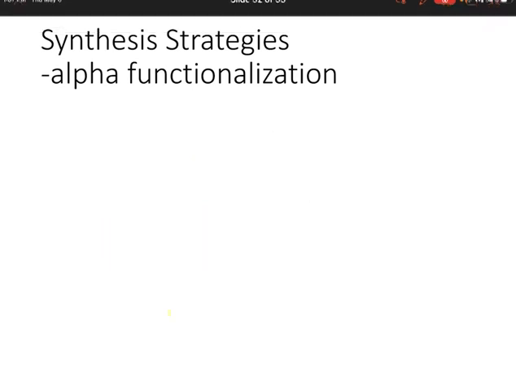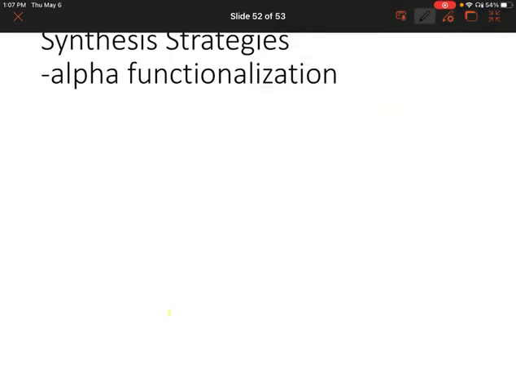Now, what about alkylation? What if we want to add an alkyl group to the alpha position? So let's say we're starting with an asymmetrical ketone, and we want to add our alkyl group to the more substituted alpha carbon on the right. How would we do that?